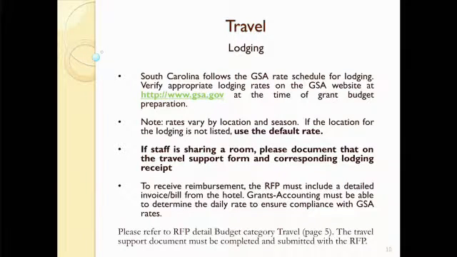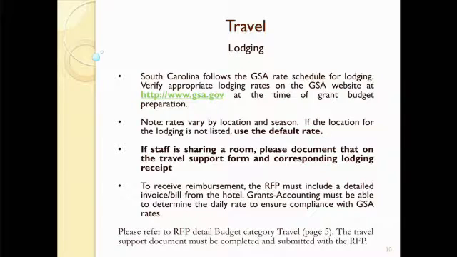Travel category lodging. South Carolina follows the GSA rate schedule for lodging. Verify appropriate lodging rates on the GSA website at www.gsa.gov at the time of the grant budget preparation. Note, rates vary by location and season. If the location for the lodging is not listed, use the default rate.